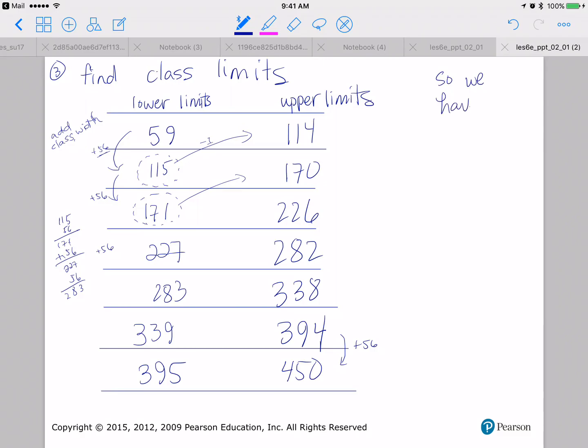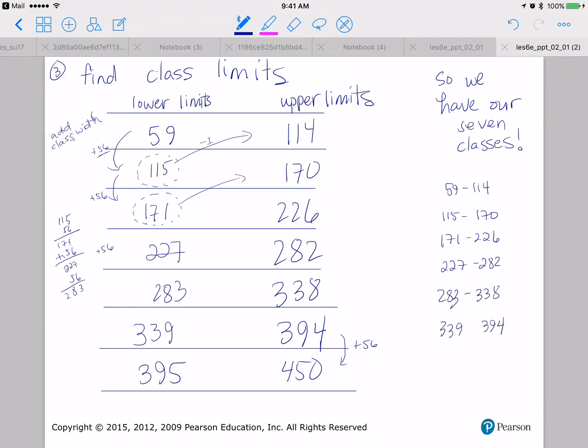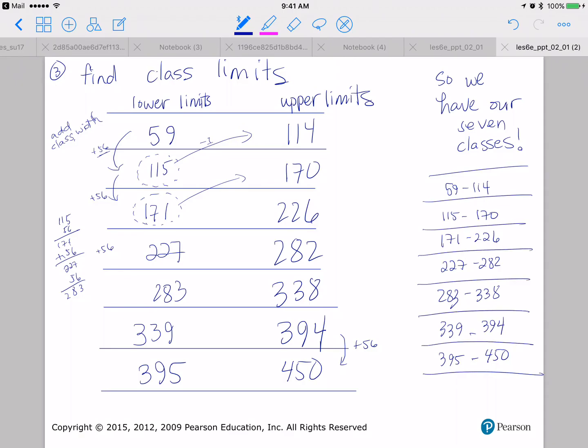Okay, all right. So we now have our classes. We have our 7 classes. And what are our 7 classes? They are 59 to 114. That's our first class. 115 to 170. 171 to 226. 227 to 282. 283 to 338. 339 to 394. 395 to 450. Those are our classes. So we've got the first half of our frequency chart done. Now the second half, of course, is going to be to come up with the tallies. So let's go ahead and prepare to do that.